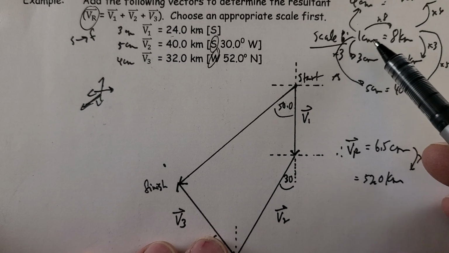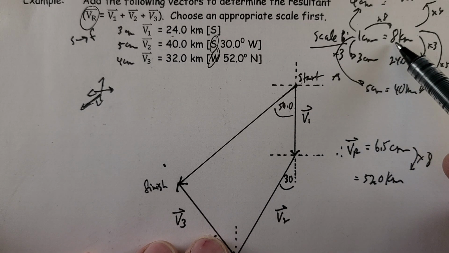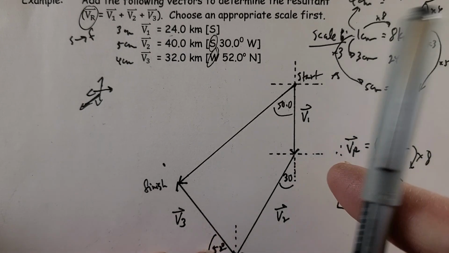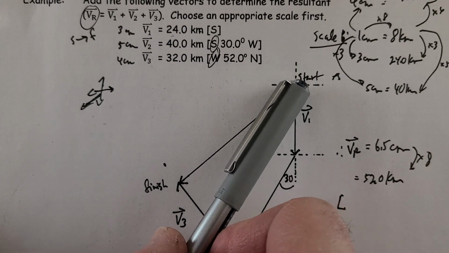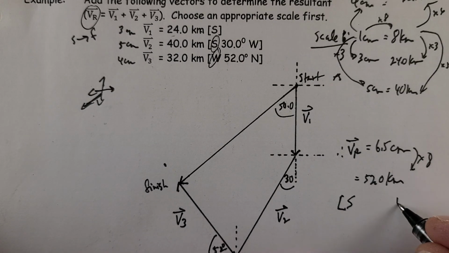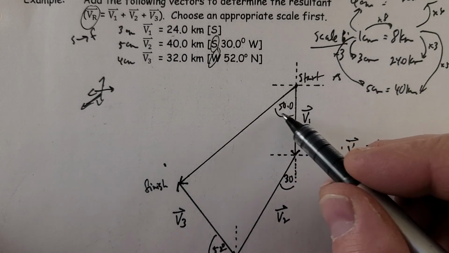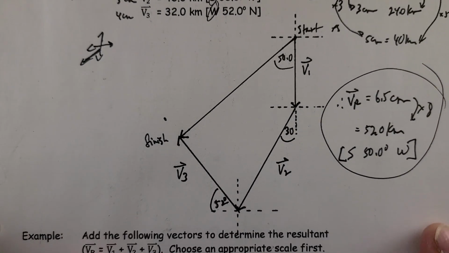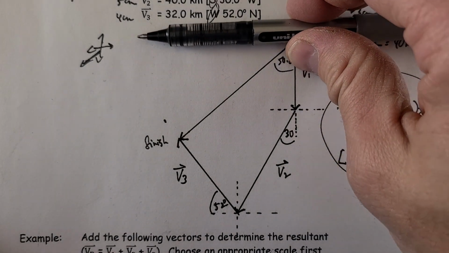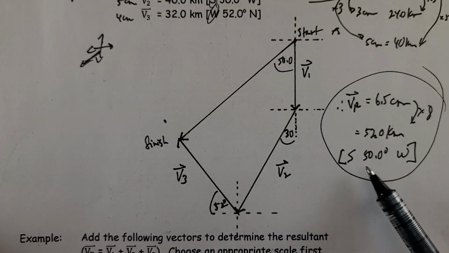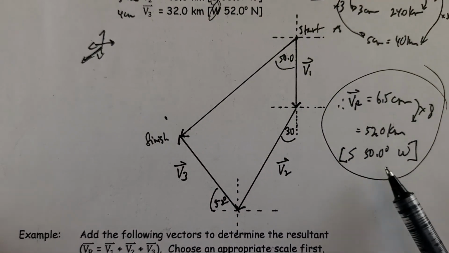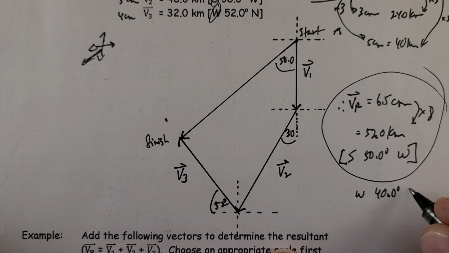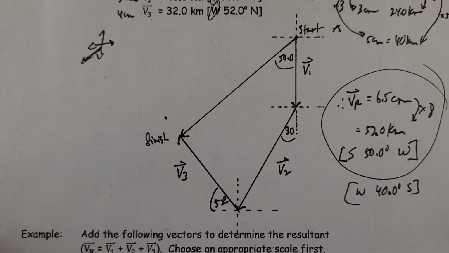Okay, because that makes sense, right? If 1 is 8, then 6.5 is 8 times bigger. And for the angle here, I started south and moved west, and of course that amount that I moved was 50 degrees. So that is VR. And of course if I wanted to measure this angle instead, I could. And 90 subtract 50 is 40. It would be west 40 degrees south. But of course you only need to have one angle.